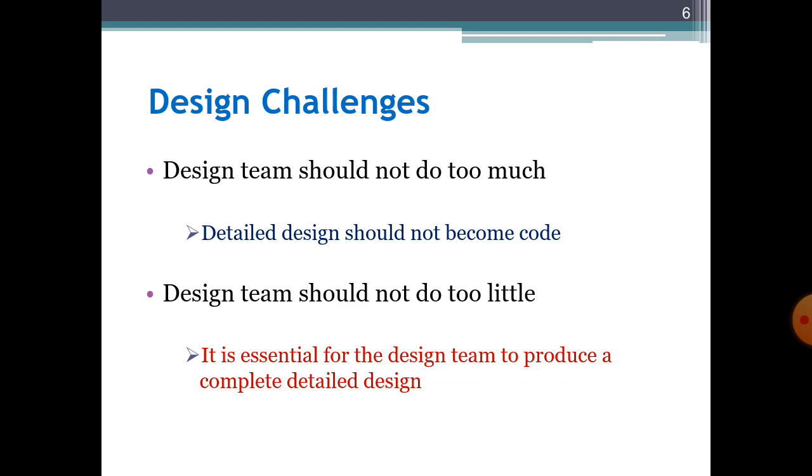So in short you can say that the design team should not do too much, so that it looks like code, or do so little work that a complete detailed design is not achieved. So these are the two basic challenges. You should not do too much or too little for the design team. These are the two broadest categories of design challenges which must be considered in the design phase.